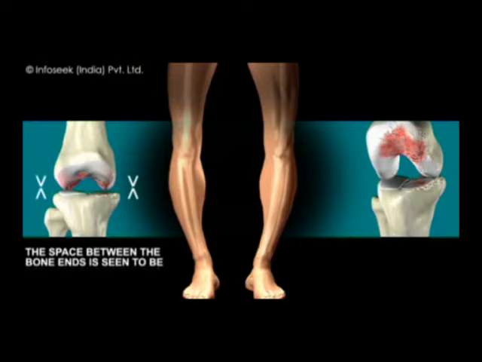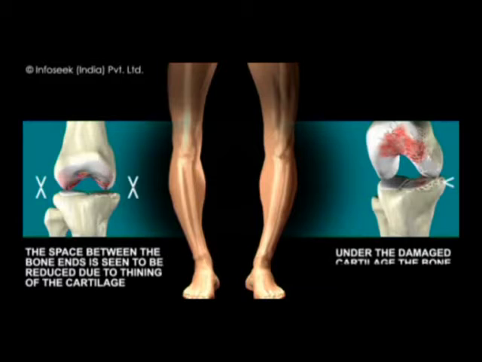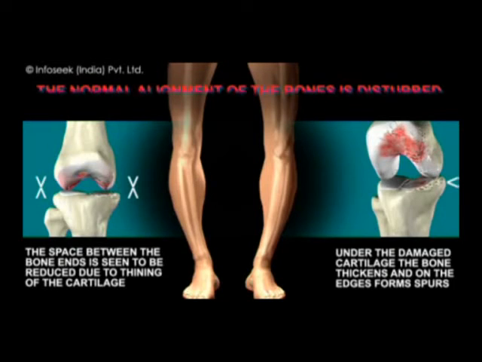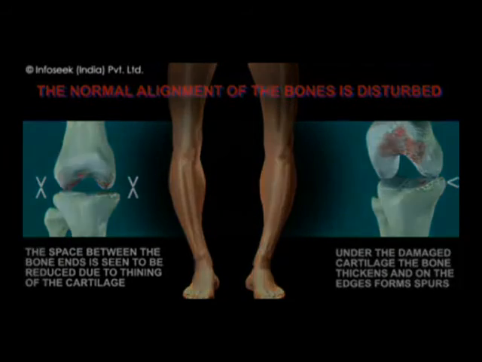The space between the bone ends is seen to be reduced due to thinning of the cartilage. Under the damaged cartilage, the bone thickens and on the edges form spurs. The normal alignment of the bones is disturbed.